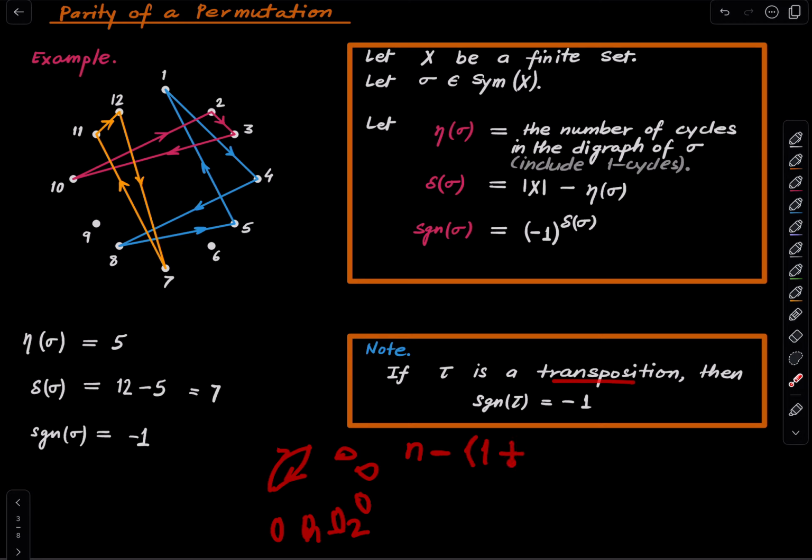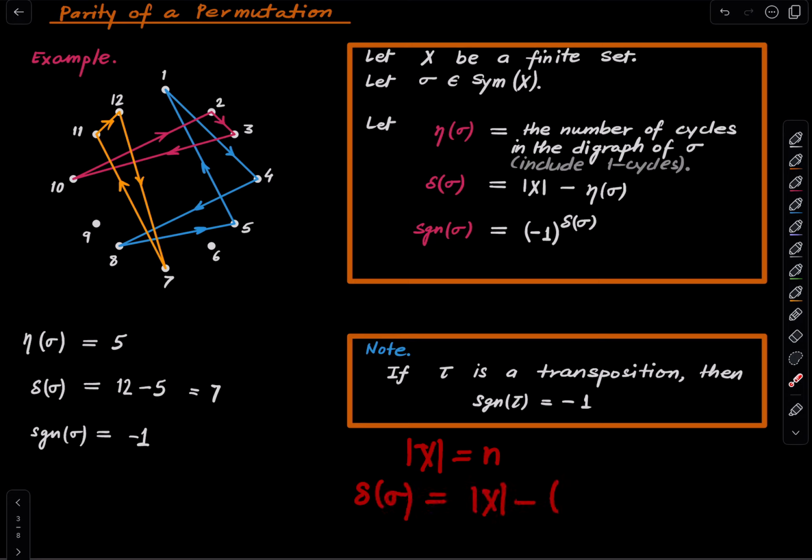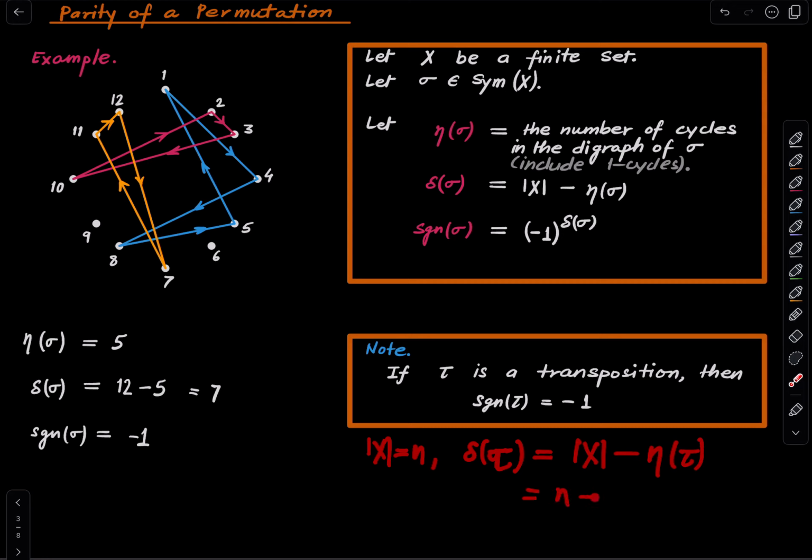cycles is 1 plus n minus 2, because the size of X is, let's say, n, then delta sigma is mod X minus the total number of cycles, which we are writing as eta sigma. So let me write that again. Mod X is n, delta tau, we are using the notation tau. Delta tau is mod X minus eta tau, which is n minus what?